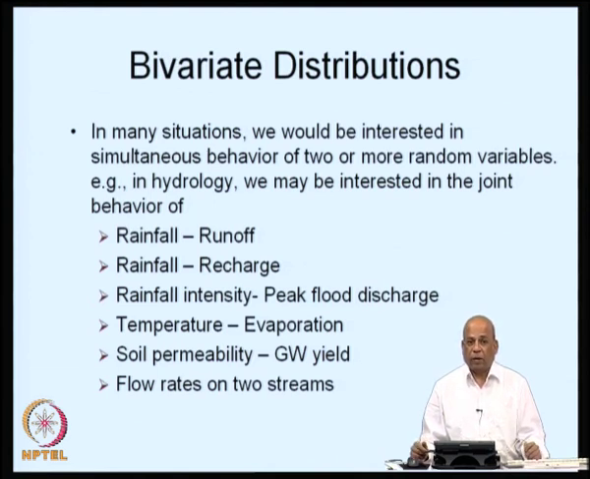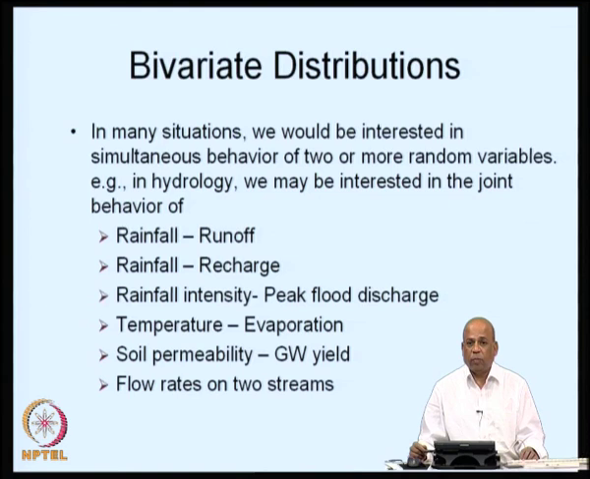And a classic case is the flow rates on two adjacent streams, where we may define Q1 as the flow rate in one of the streams and Q2 as flow rate in another stream, the second stream, and both of these are random variables, and we would be interested in the joint variations or the joint distributions of the two random variables Q1 and Q2.